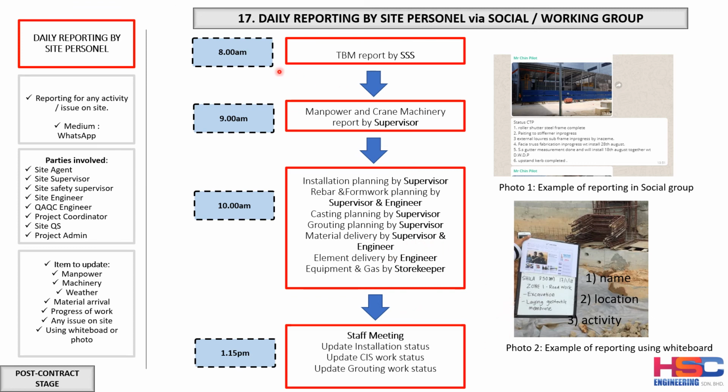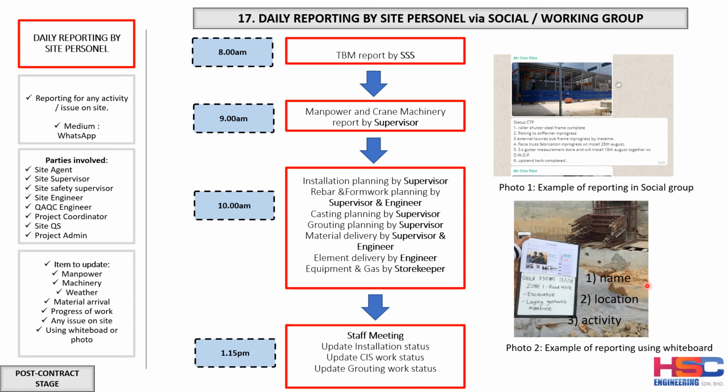We have another slide for this, 17A, but before we go to the next slide, I show here an example of how to report in the social group, using a whiteboard. If you have a whiteboard like this, when we take a photo, we put a name, location, and activity. Who is the person reporting, and where are the locations? Zone 1, for example, road work. And then what is the activity? Excavation, laying, just take time member. This is a good practice of how you can report in the WhatsApp group, so that when you take the photo, it straight away has the information inside, and you don't waste time.